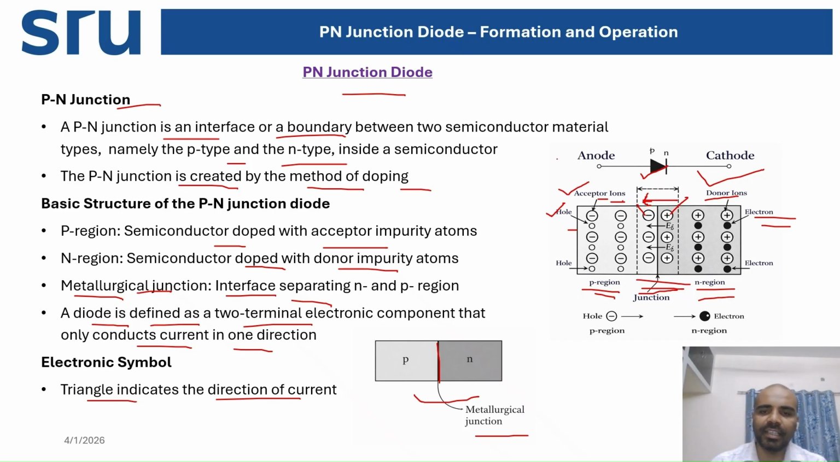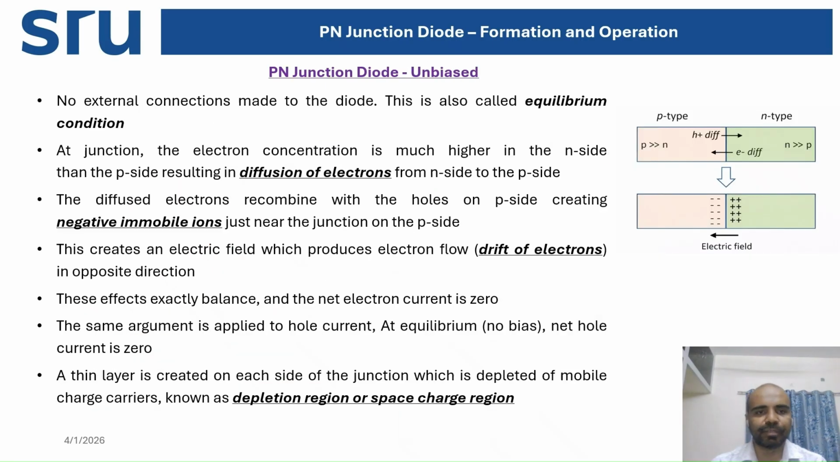And this is the circuit symbol of a PN junction diode. So current always flows from the P region to the N region, or P side to the N side. Here the triangle indicates the direction of current. So this is all about the PN junction. So let's move to the next slide.